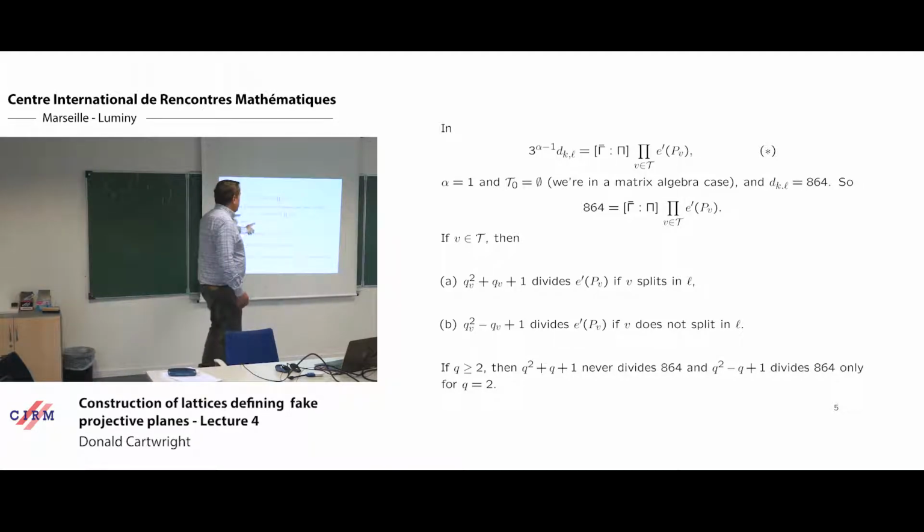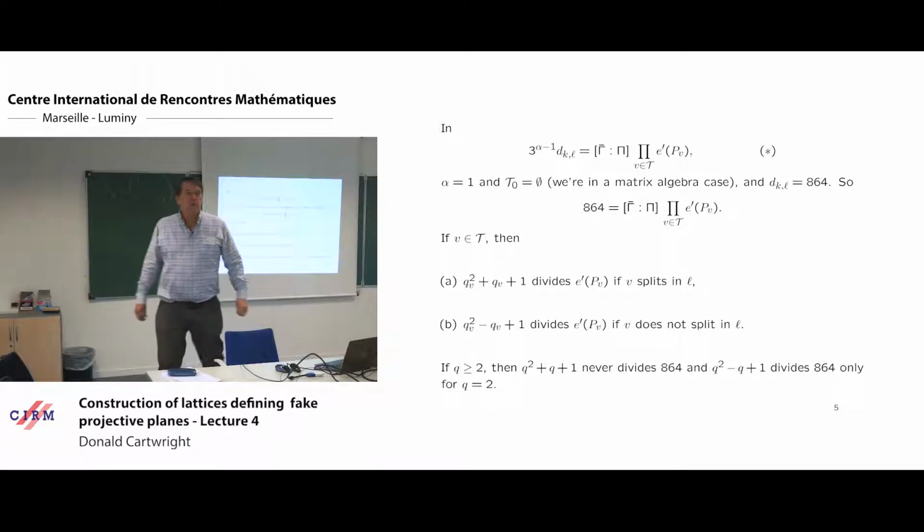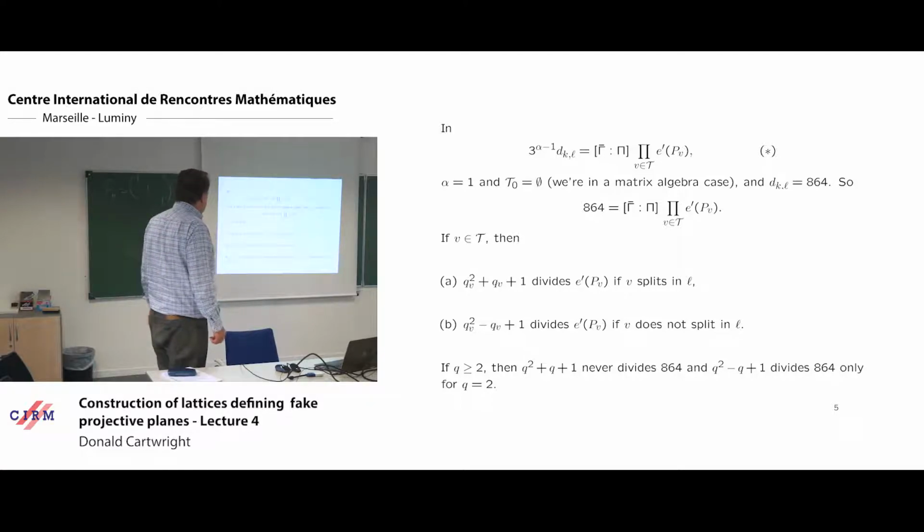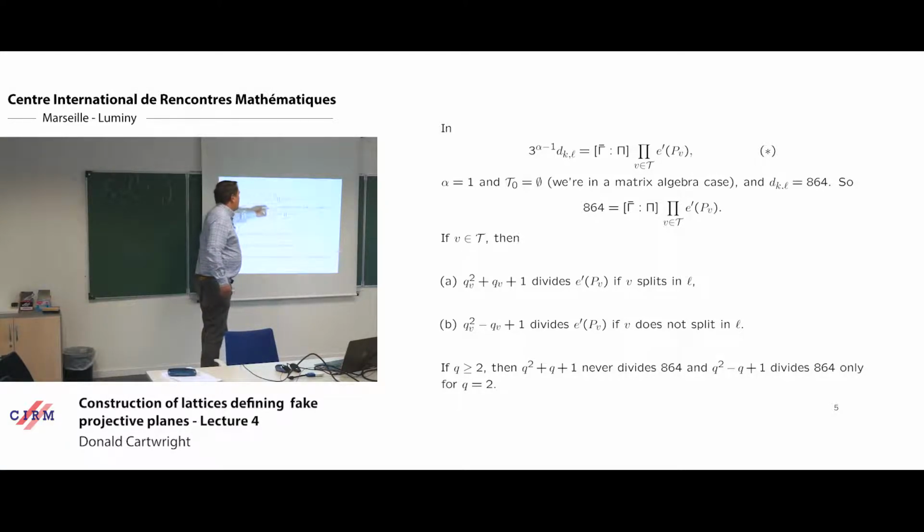So in this formula here, there can be at most 1 term. So this game we play, or Gopal and others played before, because we know the specific DKL, the possibilities here are extremely limited.